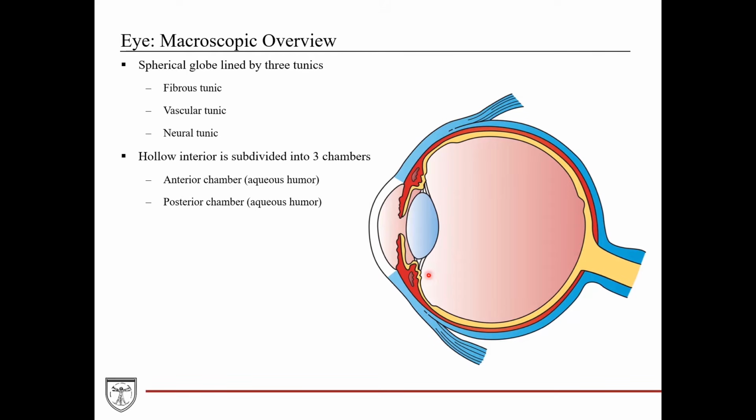Posterior to the lens, we have this large globular or spherical space. This space is called the vitreous chamber. That's because this space is filled with not liquid, but a more gelatinous, but also hydrated substance called the vitreous humor. This gelatinous substance contributes a little bit to maintaining the spherical shape of the eye.